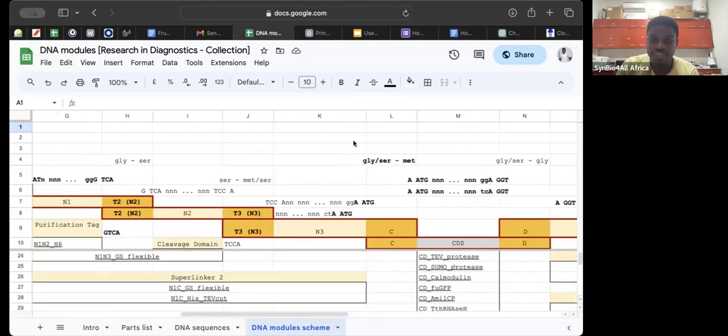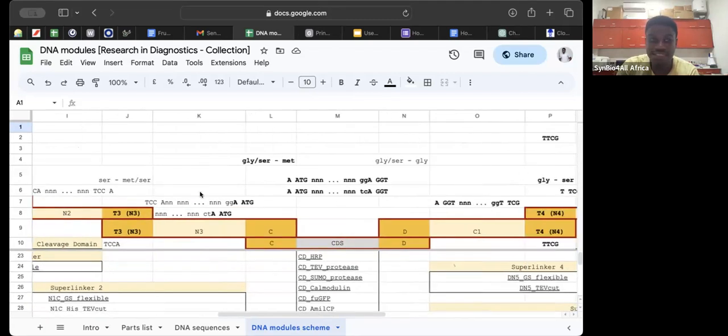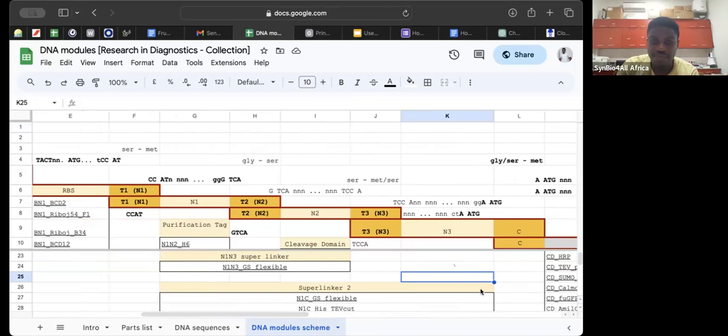So with the superlinkers, you basically have to look at where the superlinker exists and then see where you can skip. If there's a superlinker from here to here, it means that it allows you to skip from after the RBS. So with this superlinker to here, it means that it's going to allow you to skip from the end of your RBS all the way to the front of your coding sequence. So superlinker 2 allows you to skip from RBS to coding sequence.